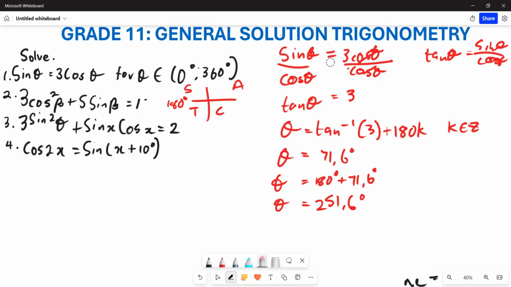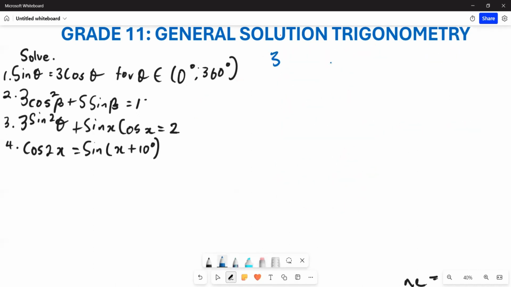Let's just make up our space here. You are given 3 cos squared beta plus 5 sine of beta equals 1.